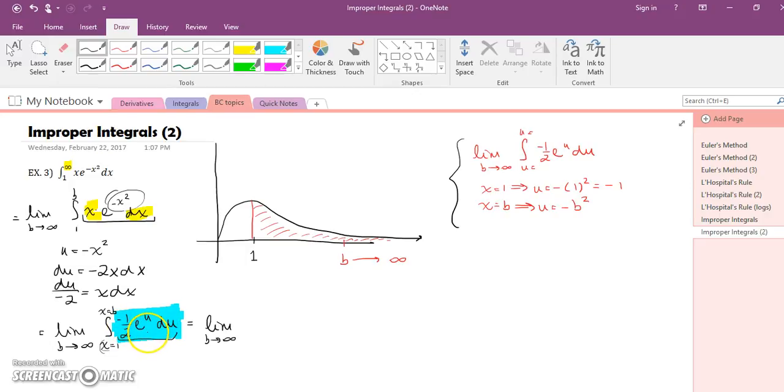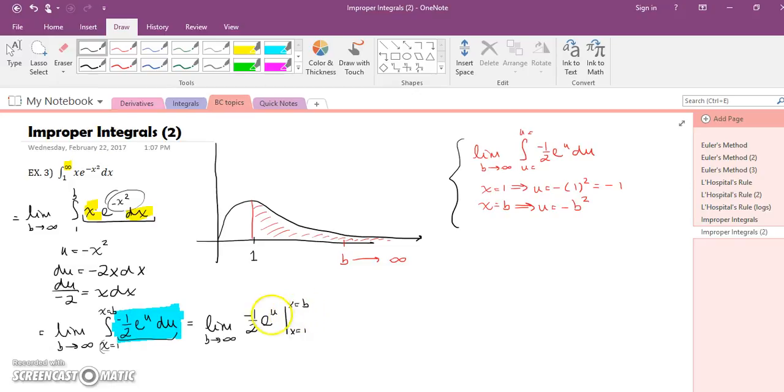I haven't even done an antiderivative yet. These limits of integration, I'm putting x here to emphasize that these are x values, not u values. I did not translate these. So -1/2 is a constant. The antiderivative of e to the u is e to the u. This is still x equals 1 to x equals b.